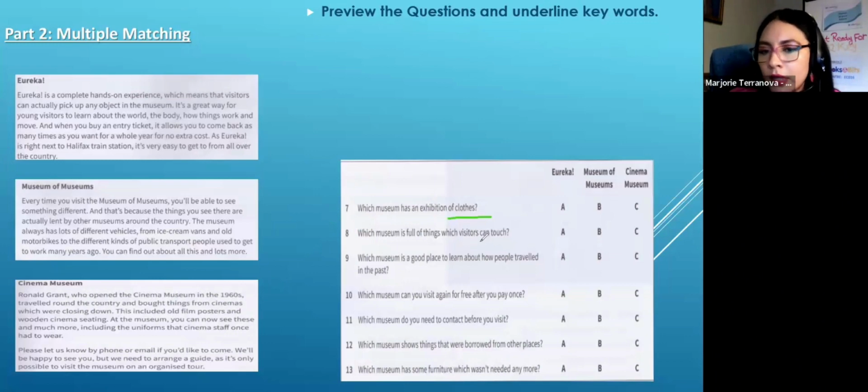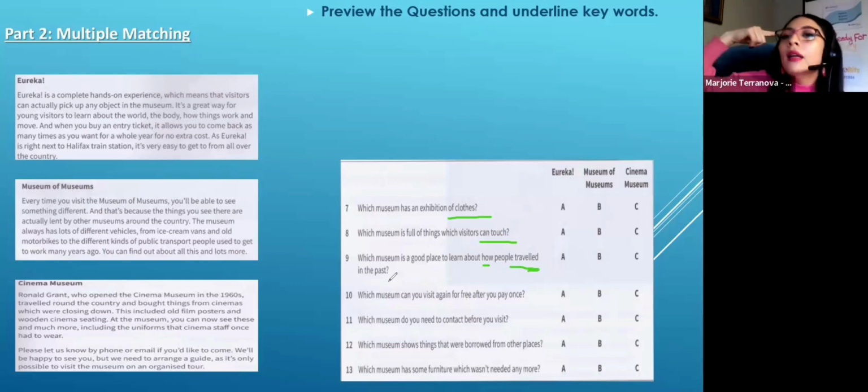So first, I take a look at my statements one more time, and then I underline the important words. Here, for example, what people can touch, place to learn how people traveled in the past. If we talk about how people traveled, immediately, what comes to our mind? Different means of transportation. Also, here, it's free. This is an important word. And I'm just going to look for those words in my text.